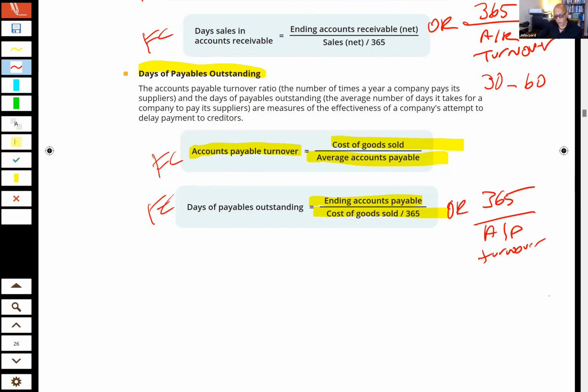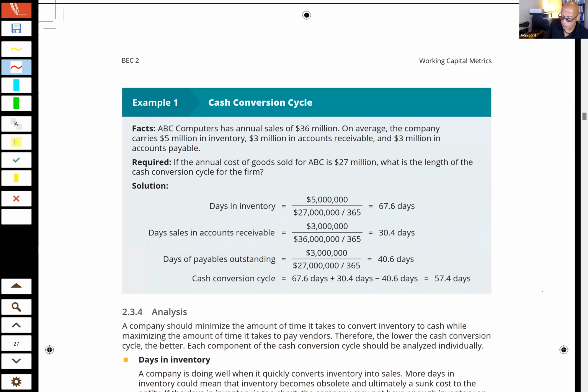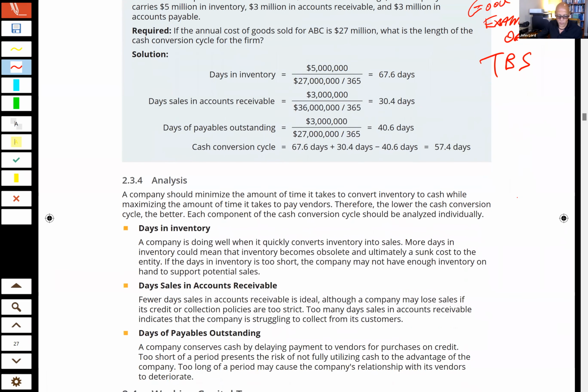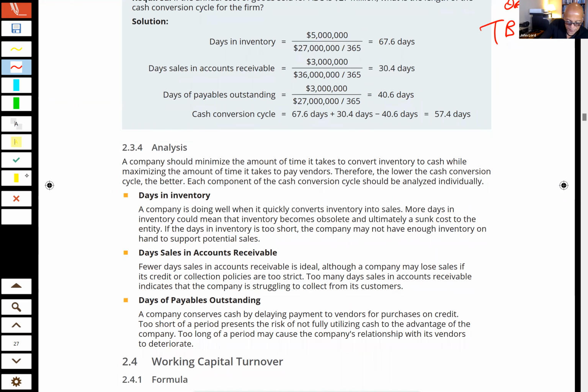Okay, now you come over, and I'm not going to go through each one of these examples, but I do want you to put down that this could be a good example of a task-based simulation. Okay, I'm not going to go through, guys, the calculation of each one of these. I think that you're well trained enough to be able to read that on your own and understand that. Okay, but let's look at the analysis.